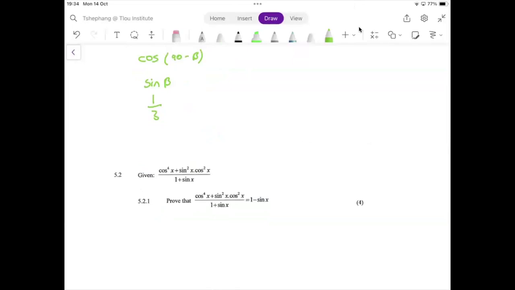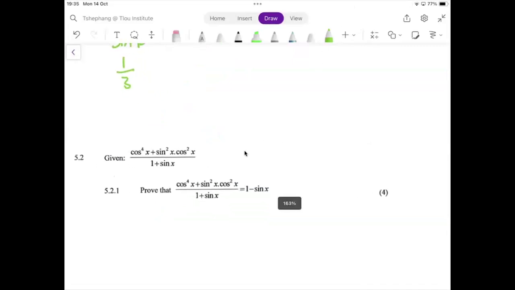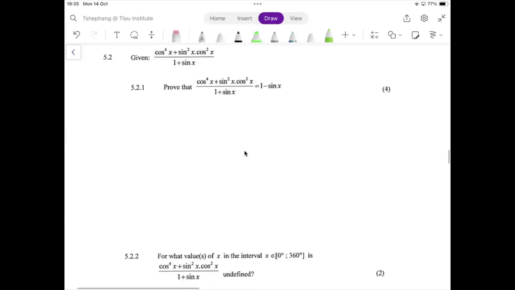Given that cos to the power of 4 x plus sine squared x multiplied by cos squared x, all over 1 plus sine x, prove that it is equal to 1 minus sine x. Okay, so remember, whenever you deal with trig proofs, you pick the side that has a lot of work. Which side has a lot of work? It is the left-hand side.